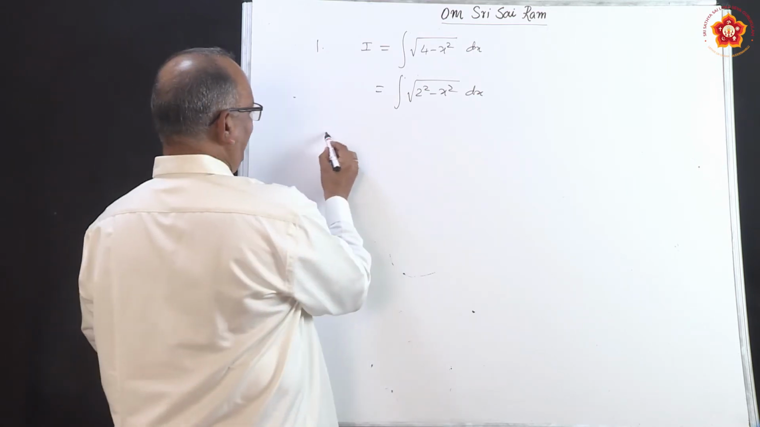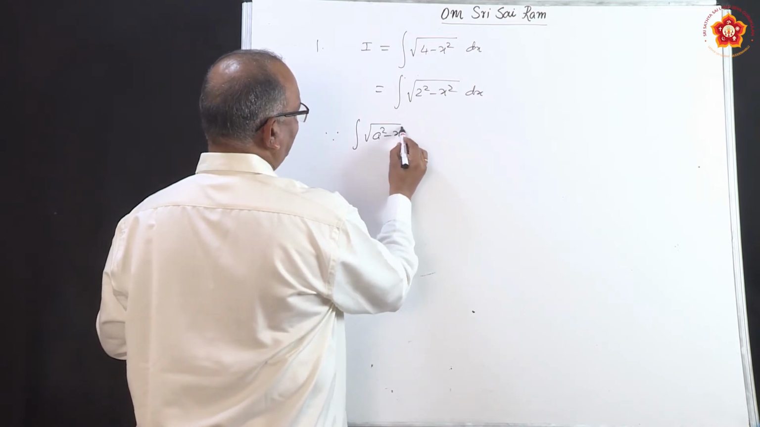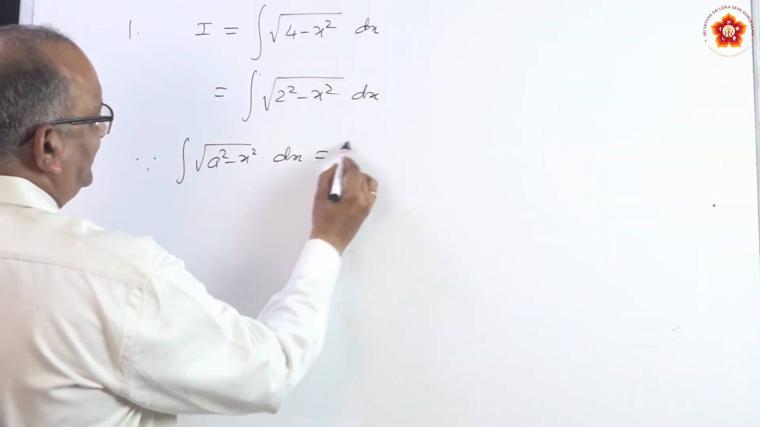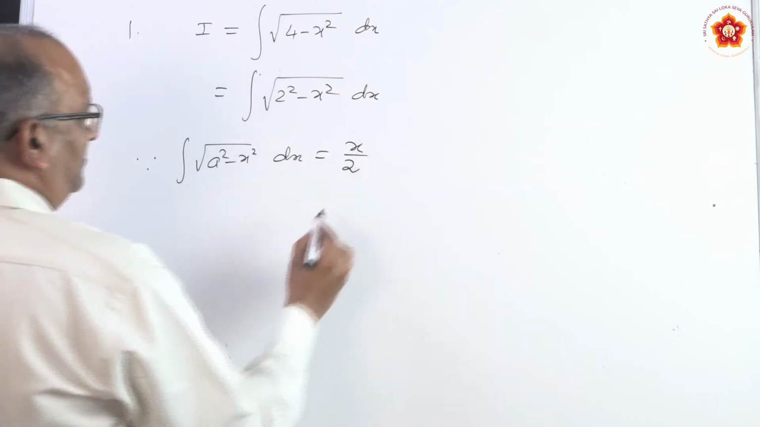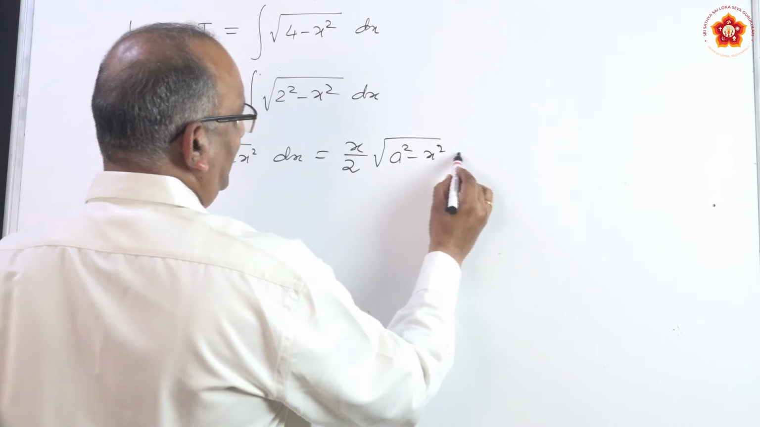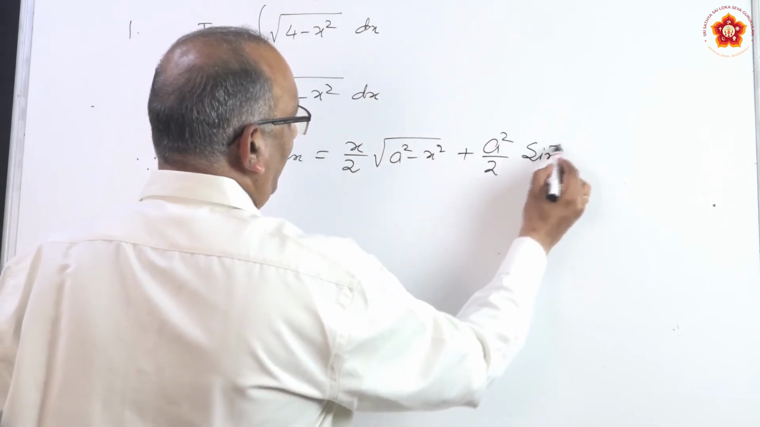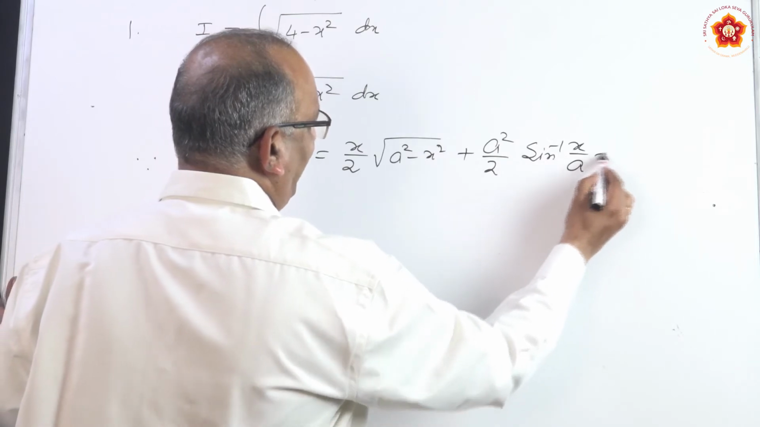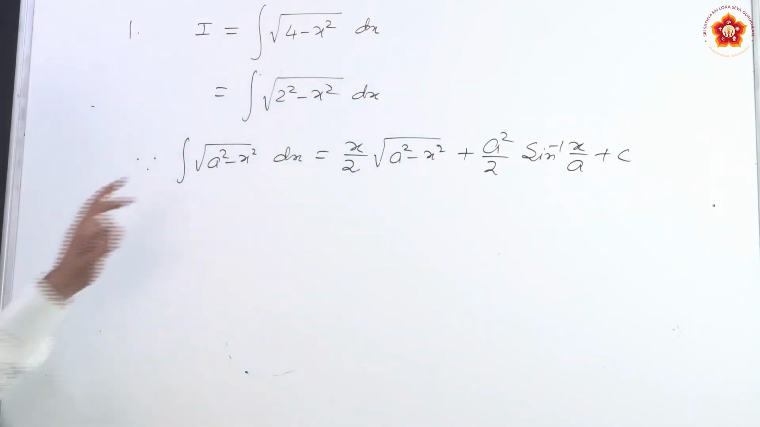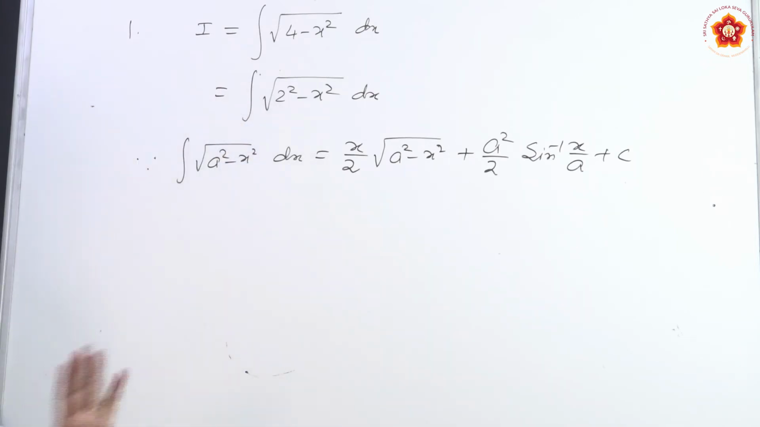We have learned that integral of under root of a square minus x square dx is equal to x by 2 under root of a square minus x square plus a square by 2 sin inverse x by a plus C. Use this formula for solving this. What way it is different? In place of a you have 2, nothing else.